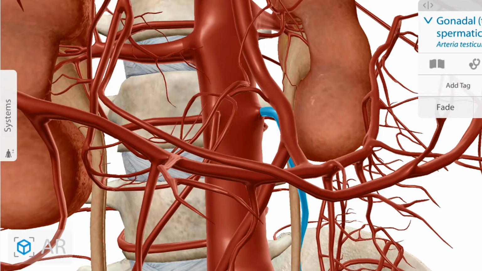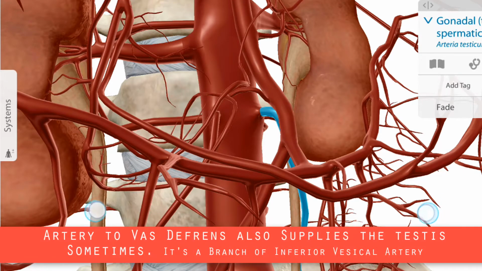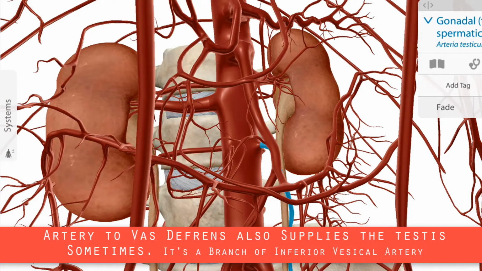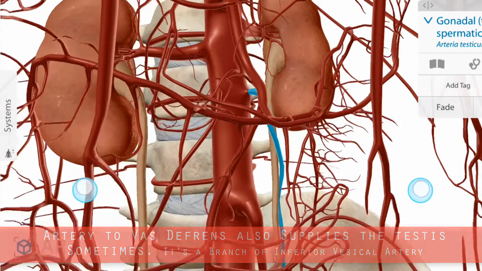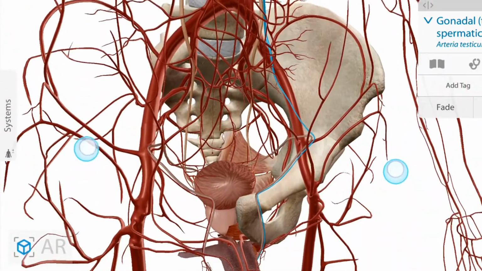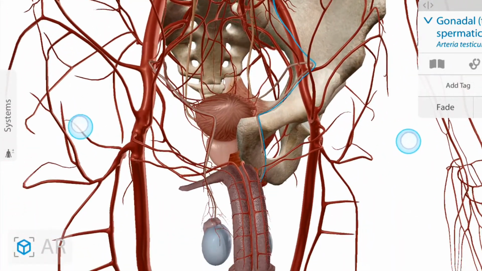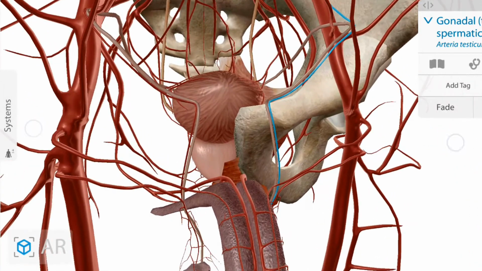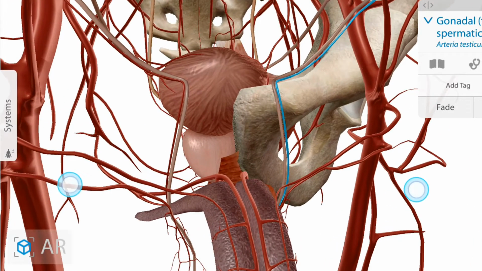Now one more branch supplies the testis, which is the artery to the vas deferens. The artery to the vas deferens is a branch of the inferior vesical artery which sometimes supplies the testis as well, which is not shown here. In this 3D diagram we will show only some important arteries, not the small branches. That is why we can't show you the artery to the vas deferens.